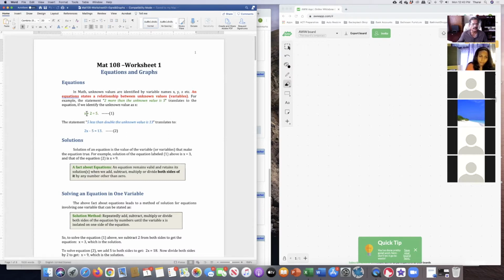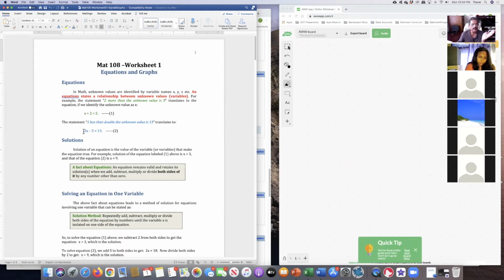It says x plus 2 equal to 5. It means x is the unknown quantity. And it basically says if you add 2 to the unknown quantity, you will get 5. That's the statement it makes. If you add 2 to the unknown quantity, you will get 5.